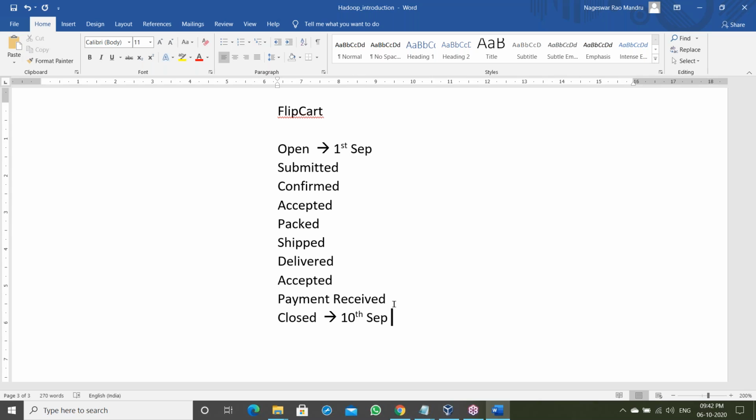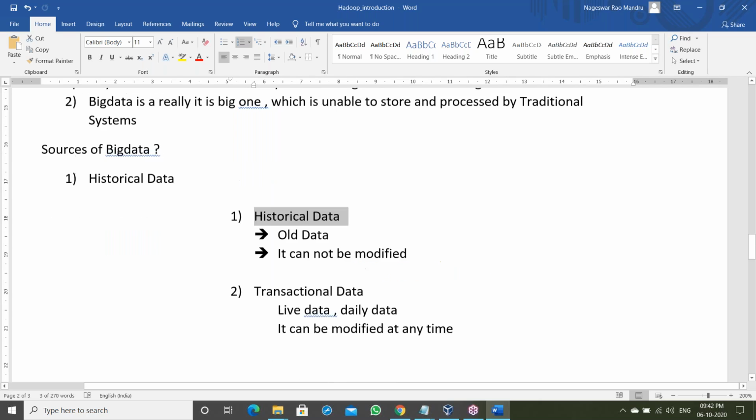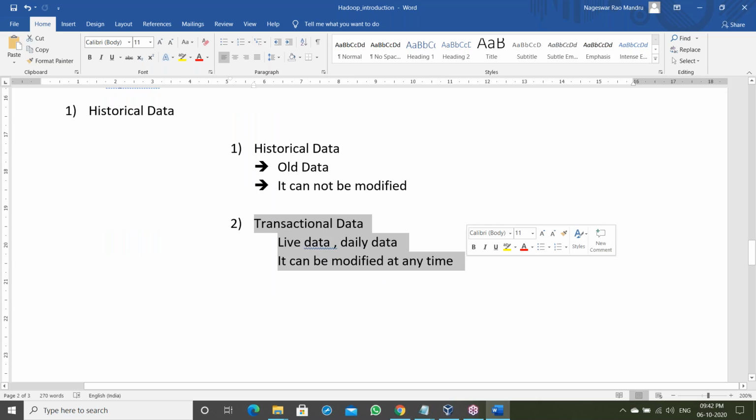Yes, historical data. When it comes to historical data, maybe 1 year of data, 2 years, 3 years, 4 years or 5 years. If it is historical data, it's big data. Suppose transaction data is a lesser amount of data.